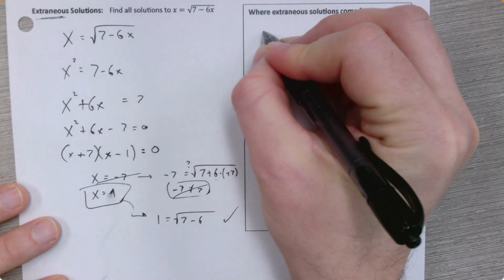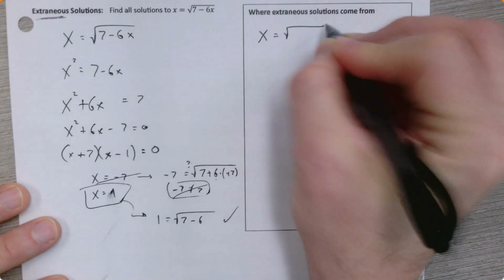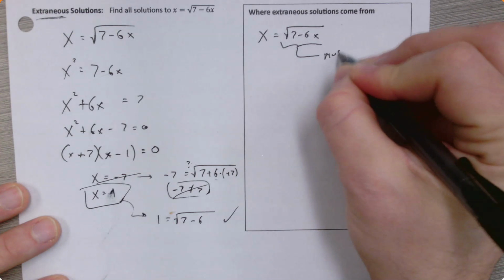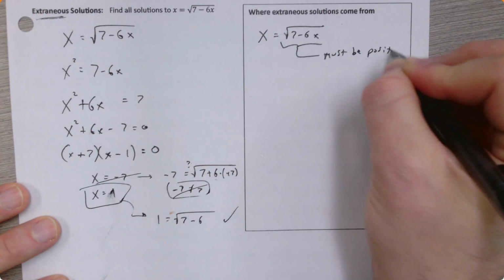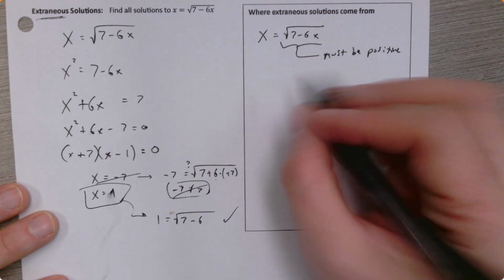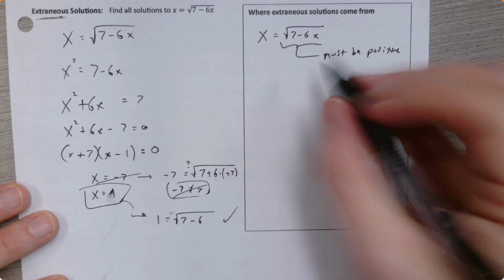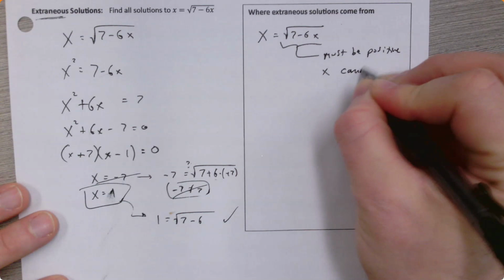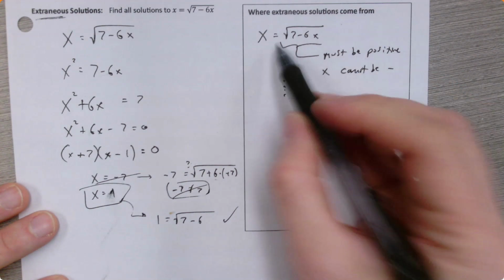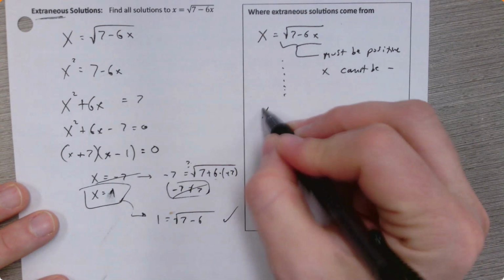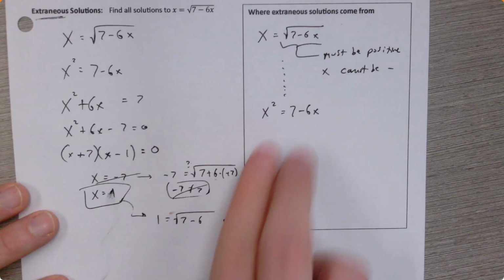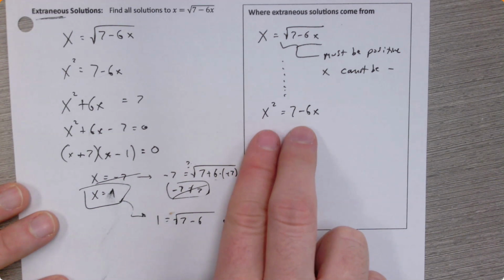I guess here's one nice way of looking at it. If I have x equals root 7 minus 6x, this part must be positive because the output of a square root is always positive. So because that's equal to x, we know that x cannot be negative. Okay, well, what happens? So that's the original equation. What happens if I square both sides? If I square both sides, this is the same equation in a certain sense.